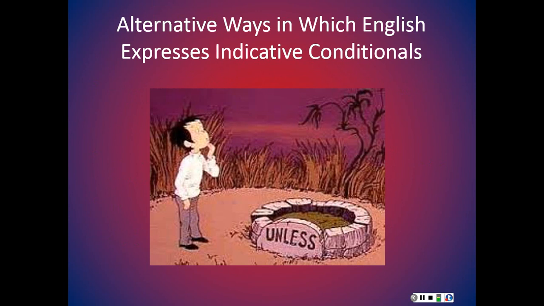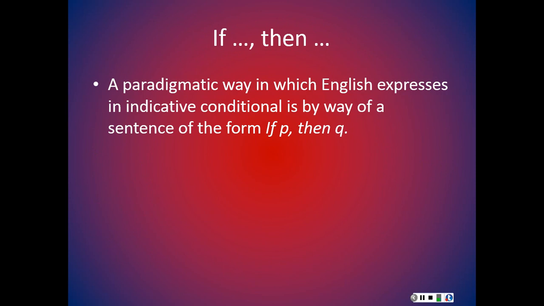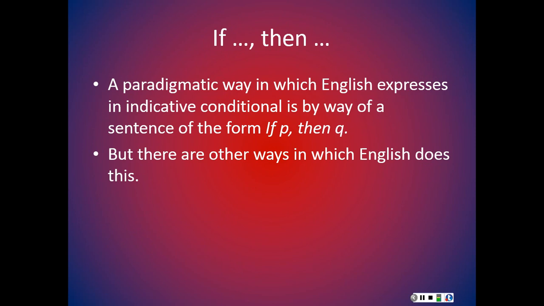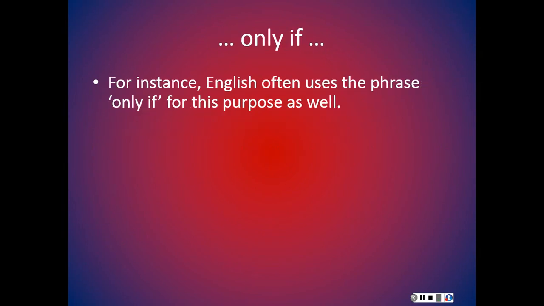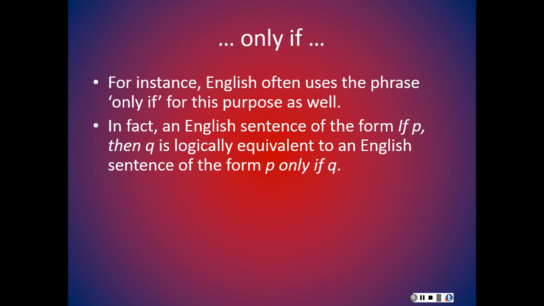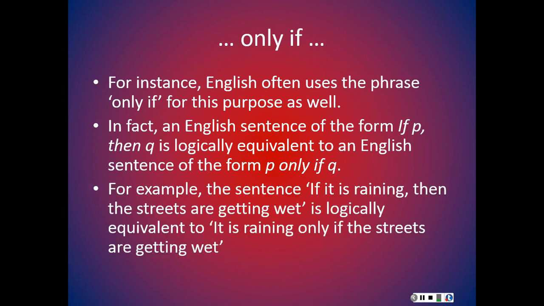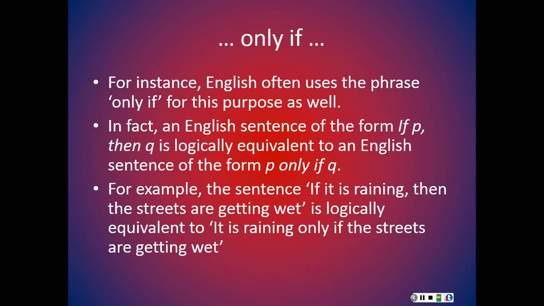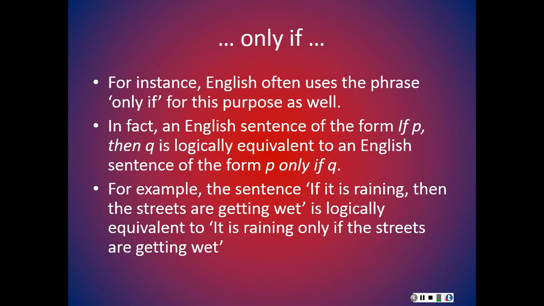Okay, so there are various ways in which English expresses indicative conditionals. The paradigmatic way in which English expresses an indicative conditional is by way of a sentence of the form, if P, then Q. But there are other ways in which English does this. For instance, English often uses the phrase only if for this purpose. In fact, an English sentence of the form if P then Q is logically equivalent to an English sentence of the form P only if Q. For example, the sentence, if it is raining, then the streets are getting wet, is logically equivalent to it is raining only if the streets are getting wet.